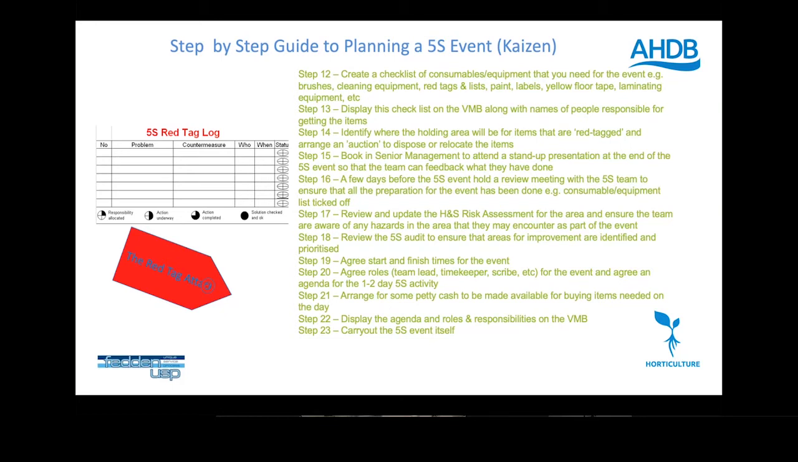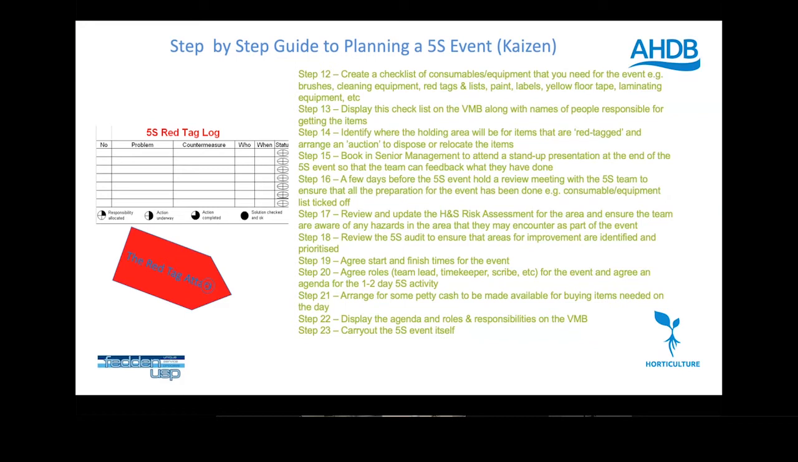Step 21 was making sure we had some cash available, just in case we ran out of something on the day. We could run out and get it. We didn't have to wait to get purchase orders. We had some cash available to buy consumable items if we ran out on the day itself.